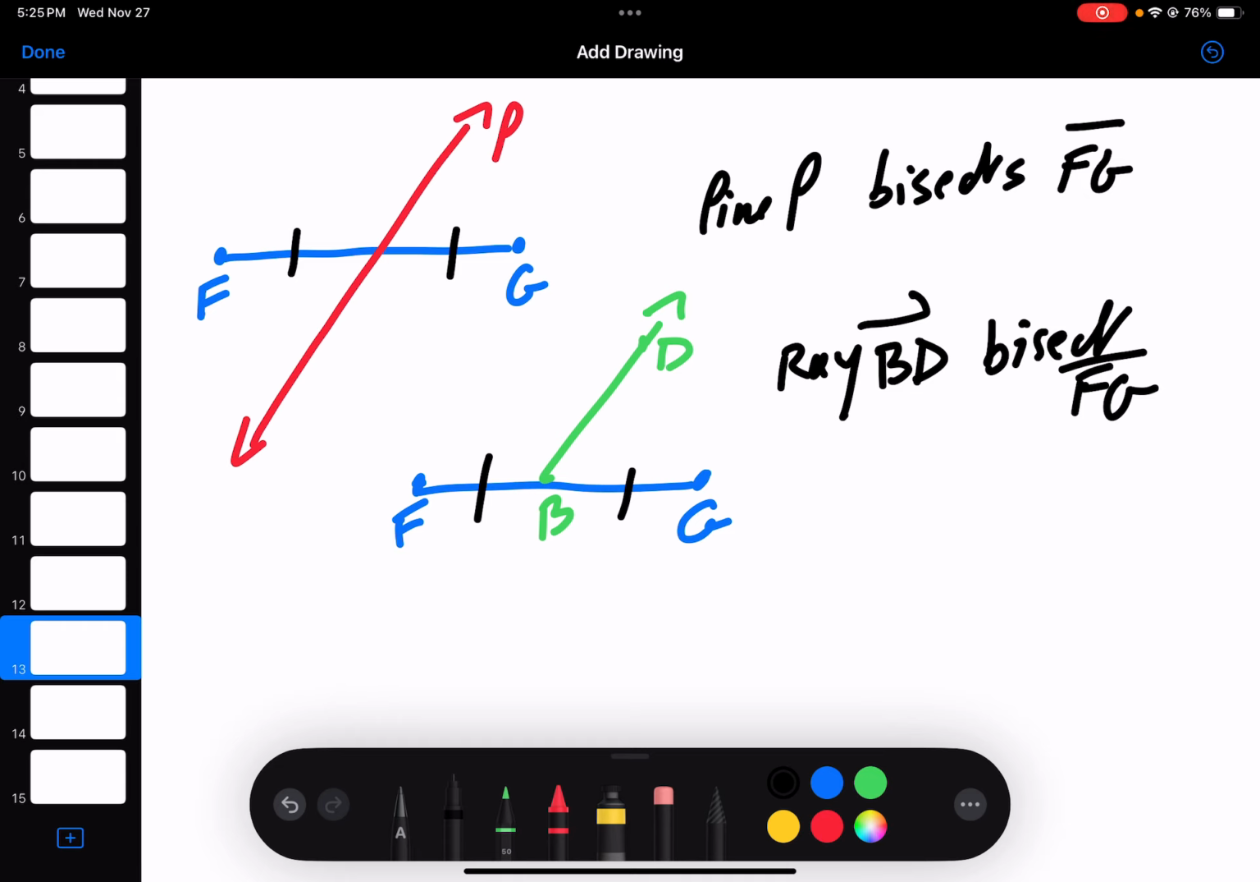So let's take a counter example, right? Let's say we have FG again. And then we have a line and we'll call it line J, right? So line J is not a segment bisector of FG because it does not bisect FG at its midpoint. Because if it did, we will have tick marks on each side, and we don't.